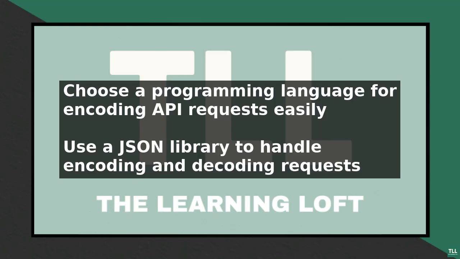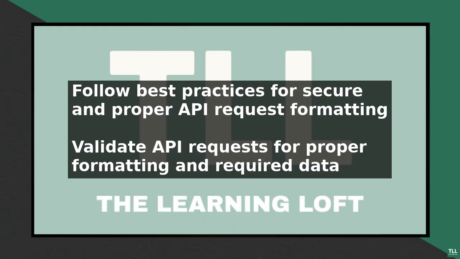Here is an example of how you might encode a Bill.com API request using Python. First, import the required libraries, including the JSON and requests libraries. Next, create a JSON object that contains the required data, and then use the JSON dumps method to convert the object into a JSON string. Finally, use the requests library to transmit the encoded API request to the Bill.com API.